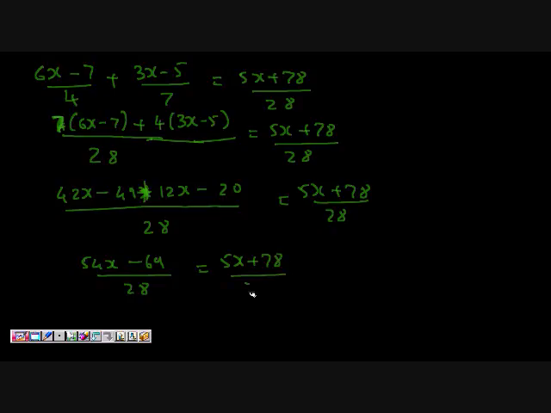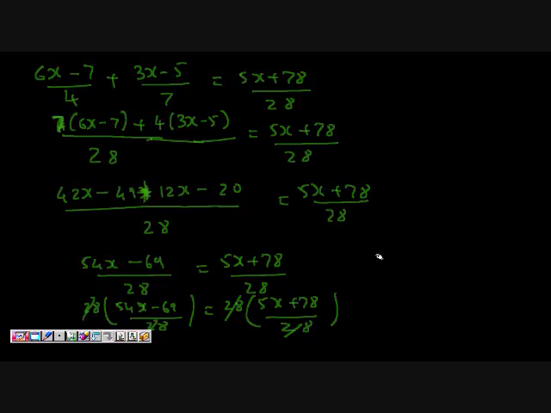Now multiplying 28 on both sides, we can say 28 into 54x minus 69 divided by 28 is equal to 28 into 5x plus 78 divided by 28. So this 28 cancels out and 28 cancels out. We can write 54x minus 69 is equal to 5x plus 78.